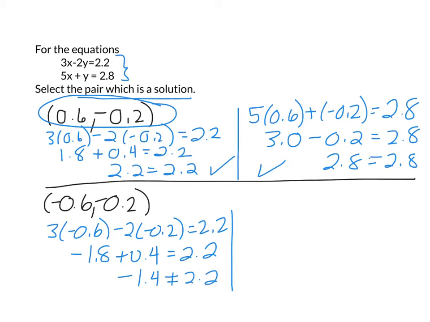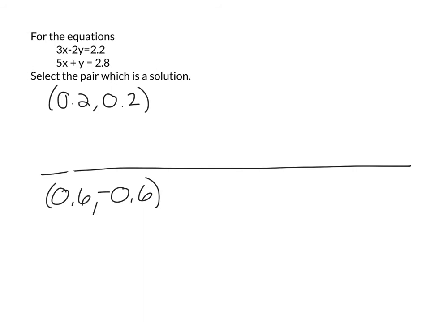2.2. So by the first equation not being a solution to the first one, it doesn't matter if it's a solution to the second one. So we can just conclude that that pair is not a solution. Going on to our third and fourth pair. So we're going to substitute in the first equation again.